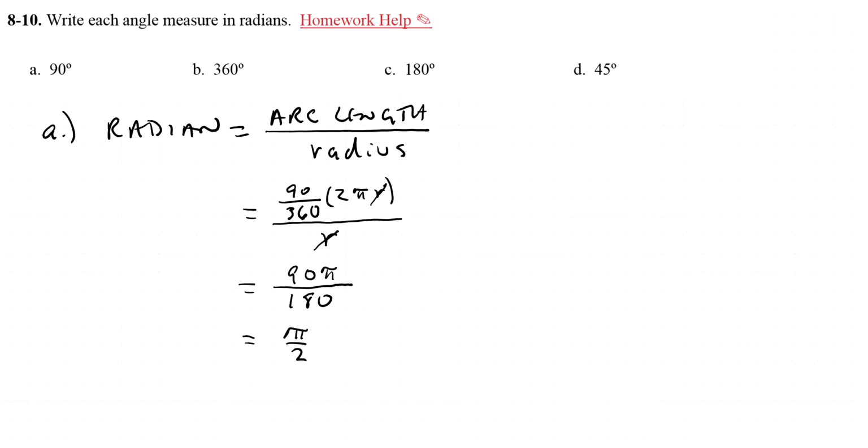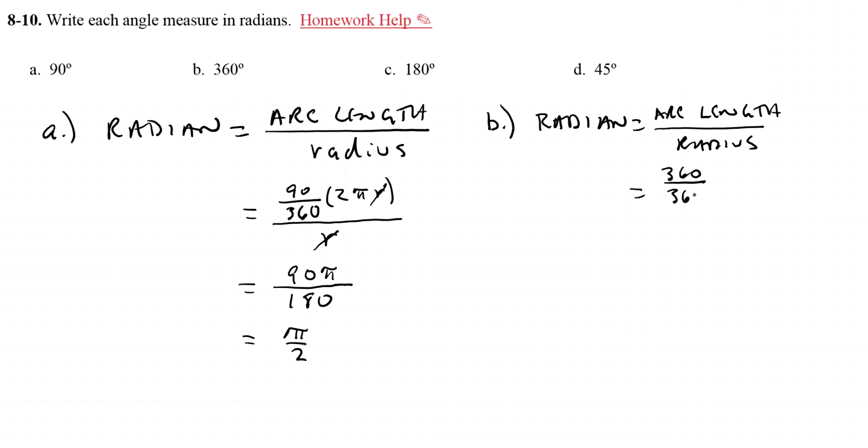Alright. Same thing with B. We know that a radian equals arc length over the radius, and we know that 360 over 360 times 2 pi r divided by the radius is going to cancel. 360 divided by 360 is 1, so the radian measurement for 360 is 2 pi.